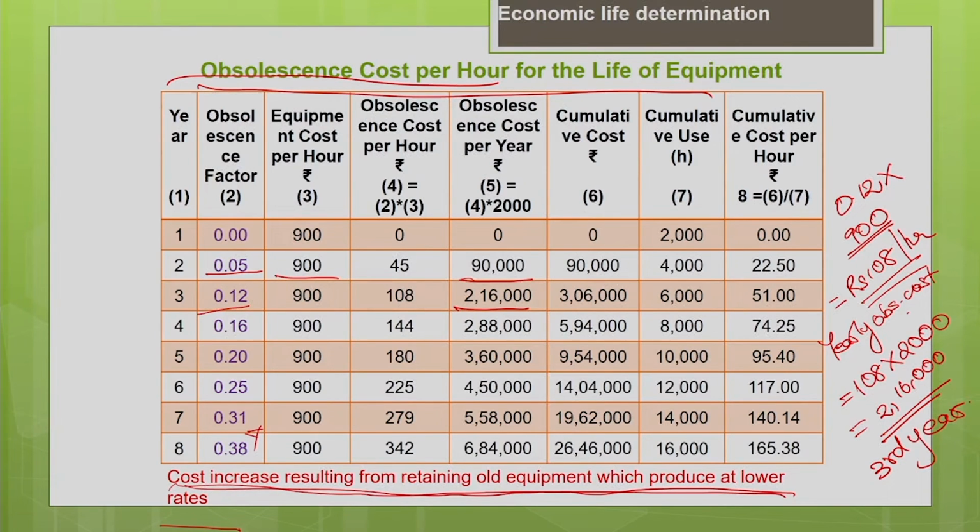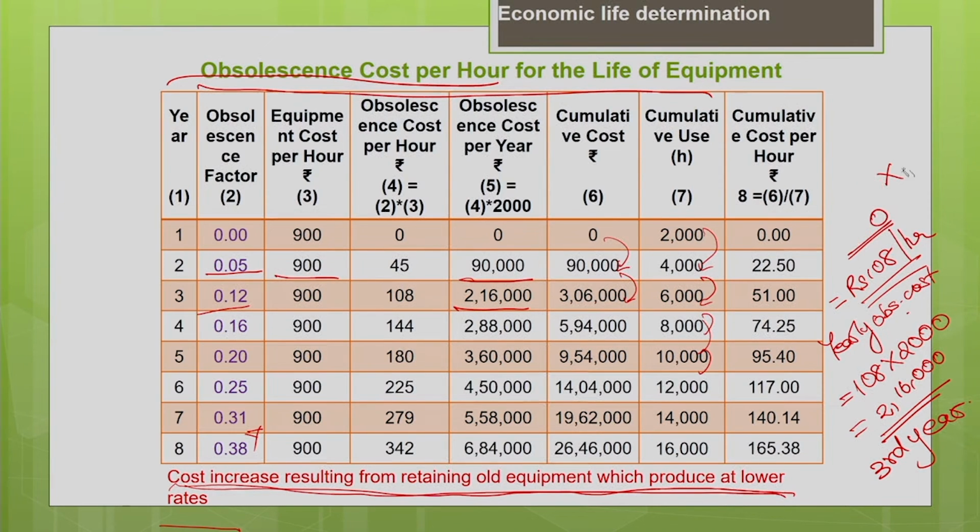Now, you find the cumulative obsolescence cost. You add it up, and you will get the cumulative obsolescence cost for every year. You know the usage for every year, it is 2000 hours, so you can add it.